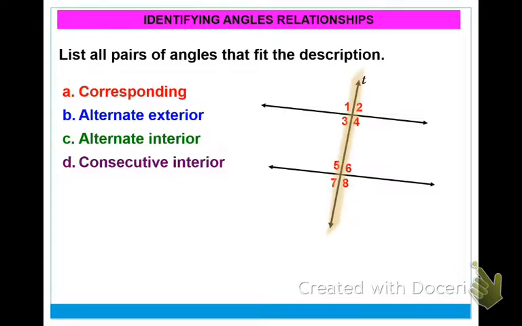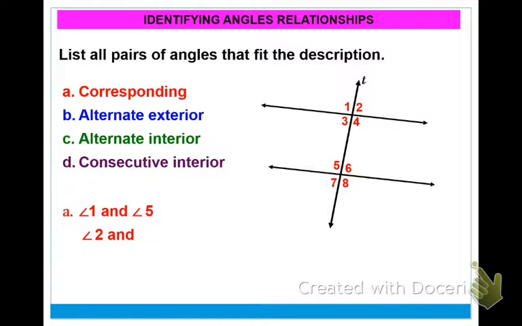All right, here's our transversal. Okay, first thing we need to find are corresponding angles. Can anybody explain to me where corresponding angles will be? Same spot at their intersection. Okay, so let's look at the 2 intersections we got going on here. What's in the top left of the first intersection? 1. What's in the top left of the second intersection? 5. So 1 and 5 are going to be corresponding.